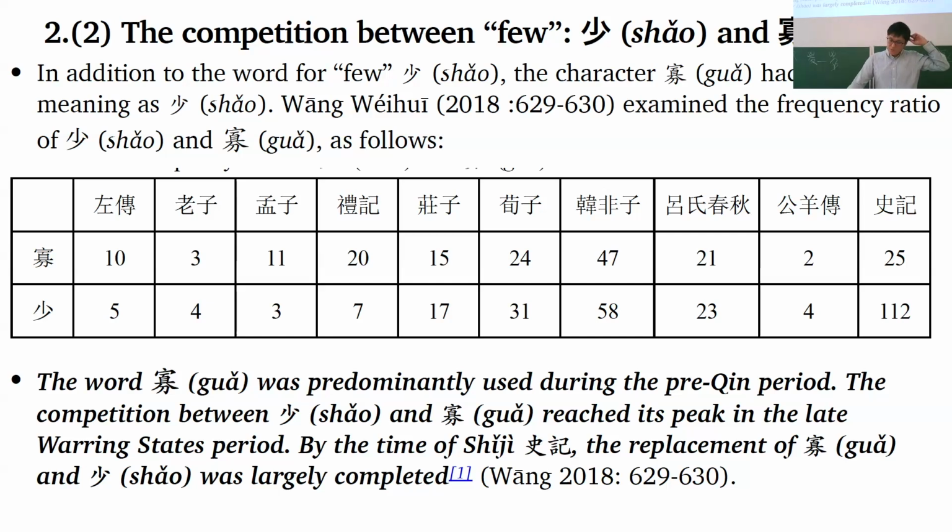And then the competition between shao and gua reached its peak in the late Warring States period. By the time of the Shiji in the Han Dynasty, the replacement of gua and shao was largely completed. So in the Han Dynasty, people widely used the word shao in the Shiji.